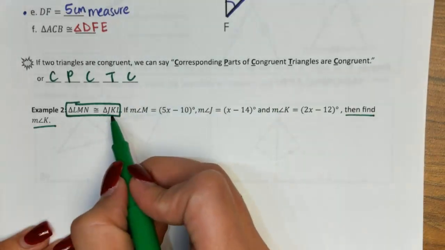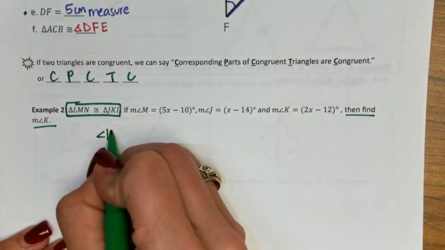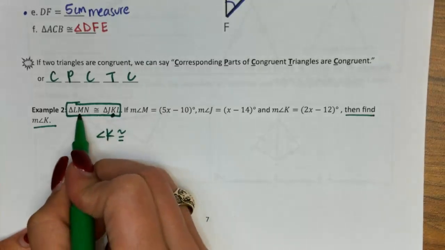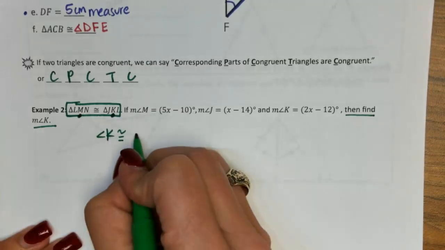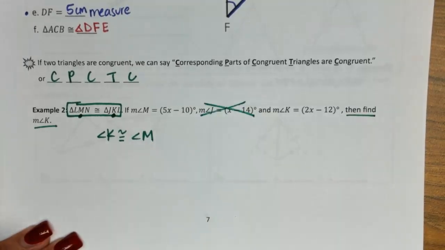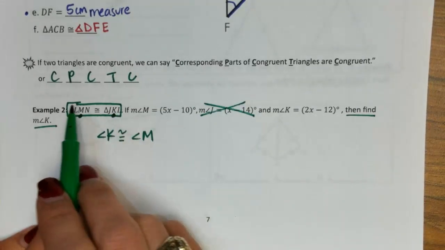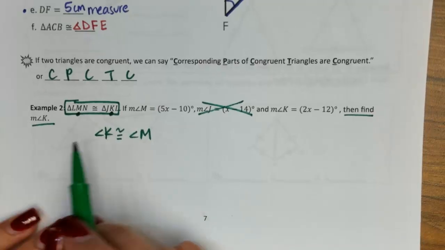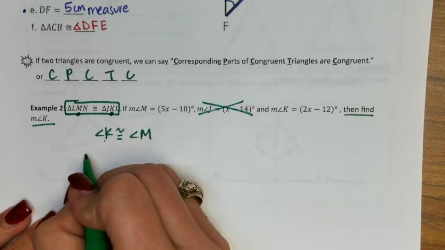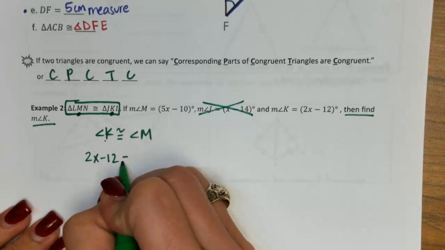It gives us all this information, angle M, J, and K, but we want to know what K is. So what I know from my congruency statement is that angle K, the second letter over here, has to be congruent to the second letter over here, which is angle M, meaning I don't need angle J. That's extra information. I needed to match up angle K with the corresponding part. So these are congruent, meaning these are the angles that I'm going to set equal to each other.